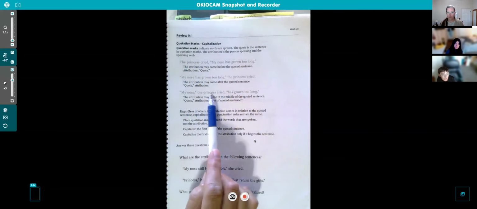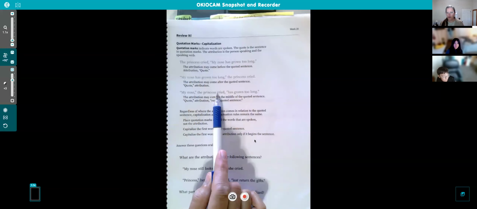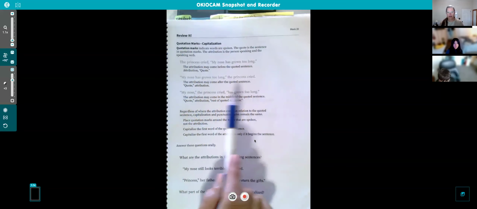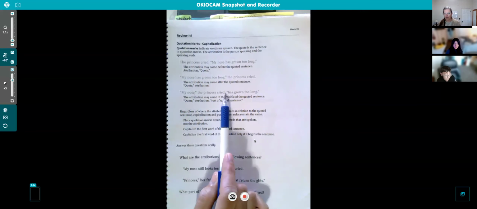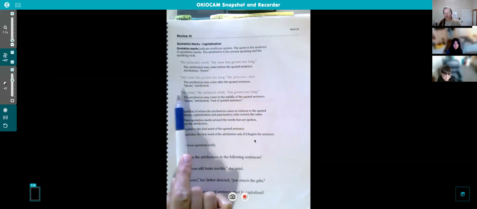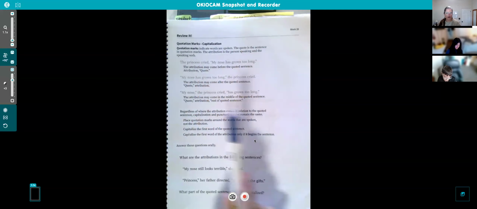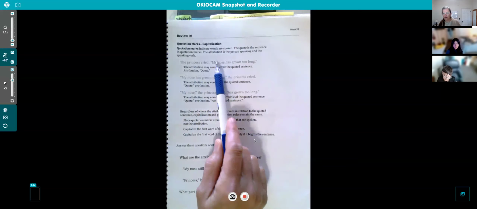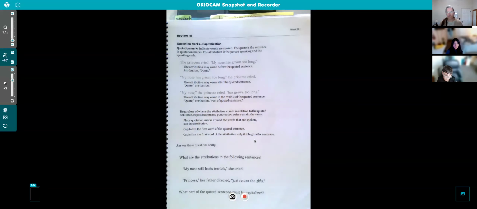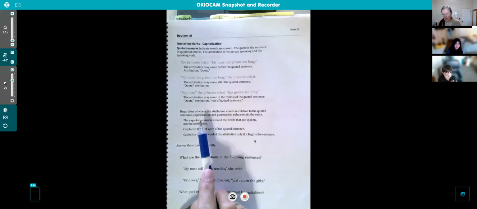Okay, and then sometimes the attribution can be in the middle of what they say. "My nose," the princess cried, "has grown too long." That's okay too. You can have the attribution in the middle, and notice the commas around it. But the first word of the quote, no matter where it is in the sentence, you're going to treat it like its own sentence. So it's going to be capital. So notice how "my" is capital here, here, and here, because that's the first word that she says. You treat it like a sentence, capitalized.